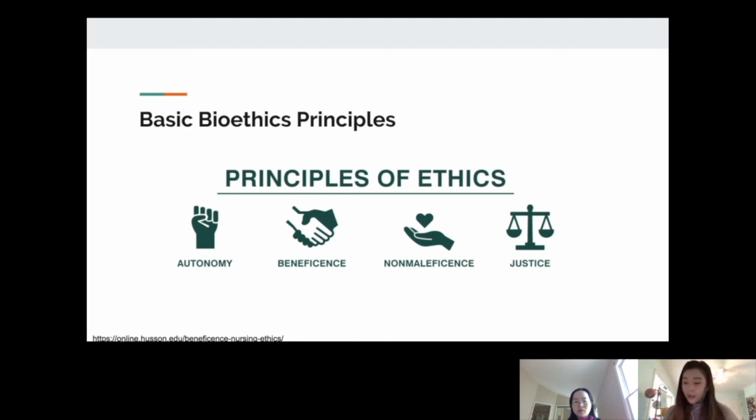Finally, we have justice. So justice is concerned with how we can evenly distribute the benefits of newfound technology throughout society. Everybody is entitled to healthcare, and we want to try as best we can to not make it a competition where people with a higher socioeconomic status are able to reap greater benefits from any newfound technologies.